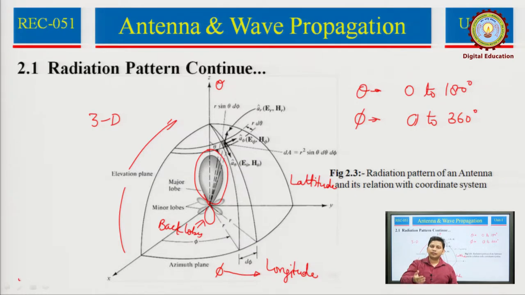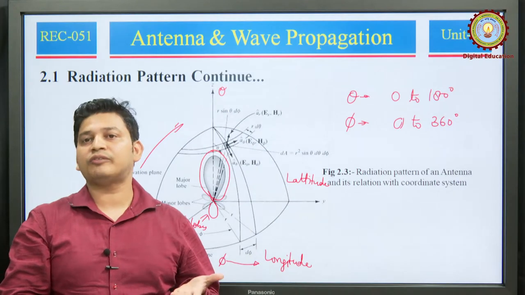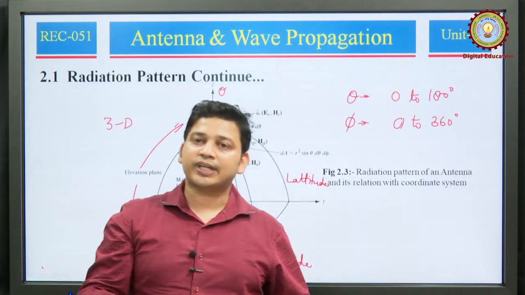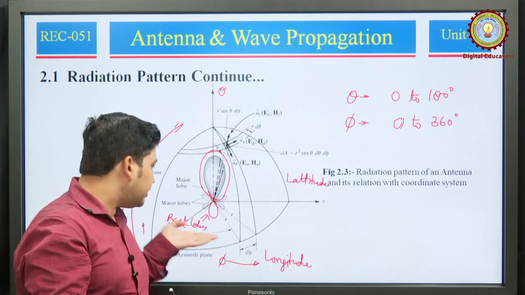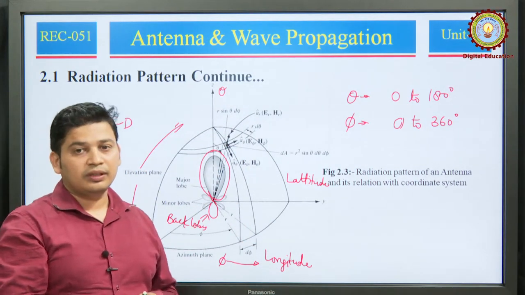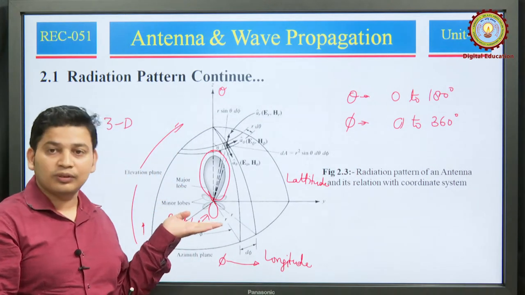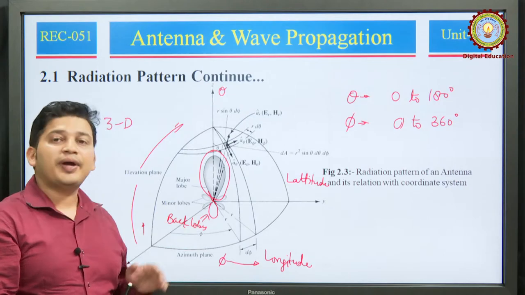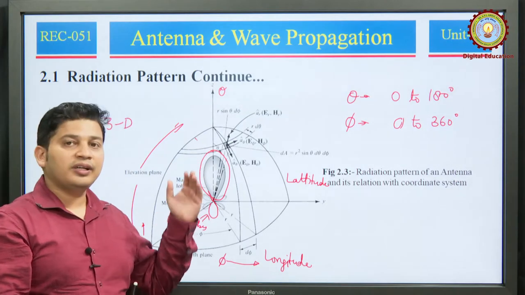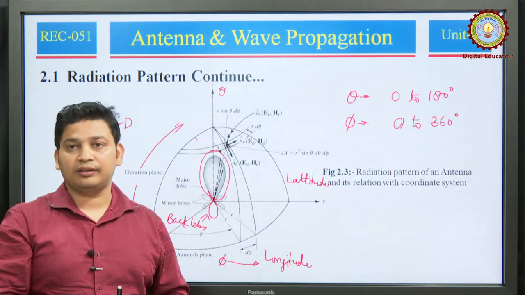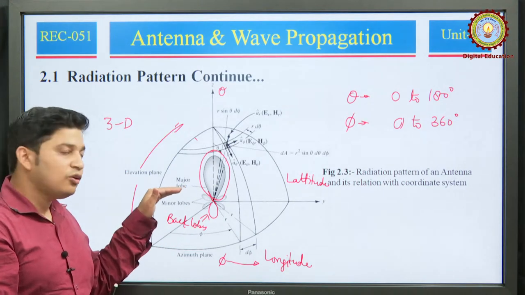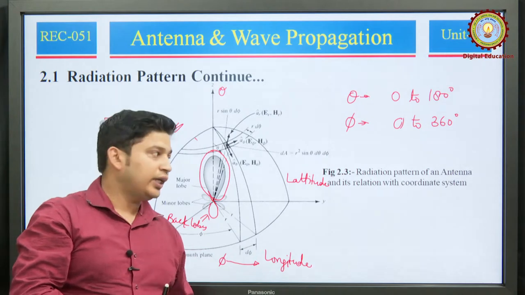There is a major lobe, where the main power is concentrated. There is another, the side lobe, where less power is scattered, or losses which are associated with the antenna. So it is represented in terms of the side lobe, and there is one more lobe, the back lobe. So as RF engineers, we require a lesser back lobe, or less power available on the back side of the antenna, and more power available in the forward direction or main lobe of the antenna. Okay. So there is a major lobe, minor lobe, and back lobe in an antenna.